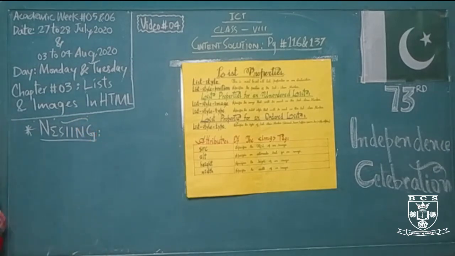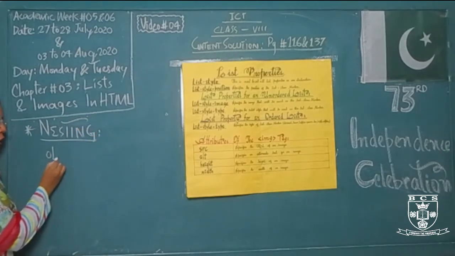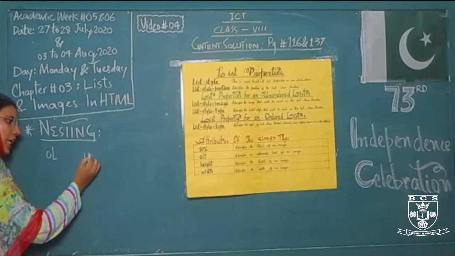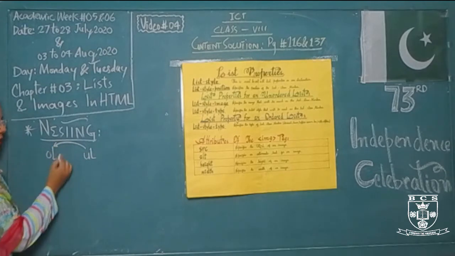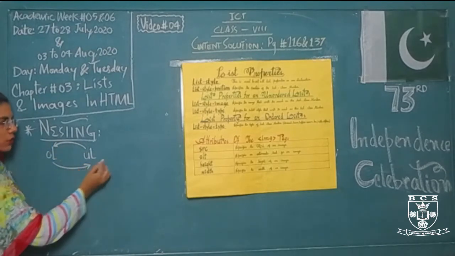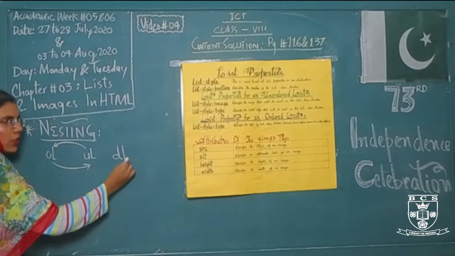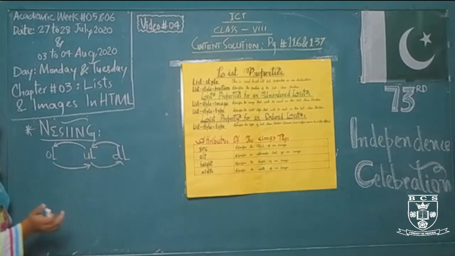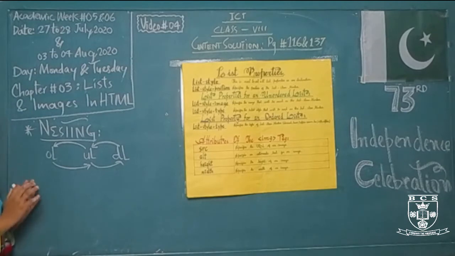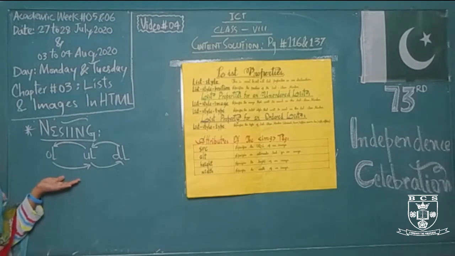How do we nest the list? For example, if I have an ordered list and a second one that is an unordered list, I can insert one list into the other. For example, if we have a description list, we can also add this list over here and this list over here. The method through which we embed two different lists into each other is known as the nesting of lists.